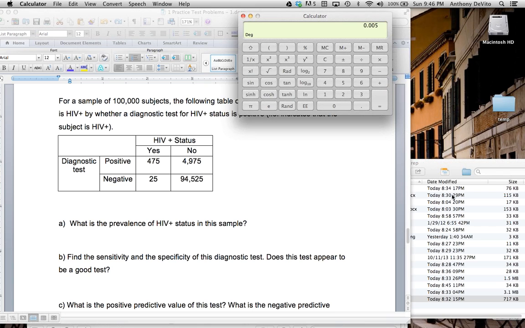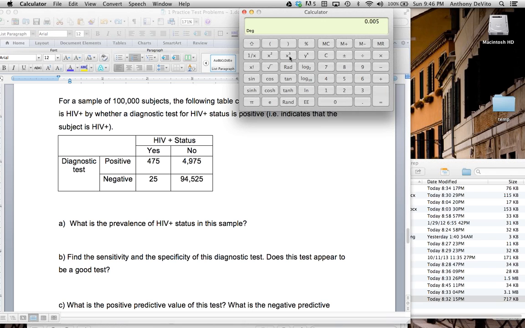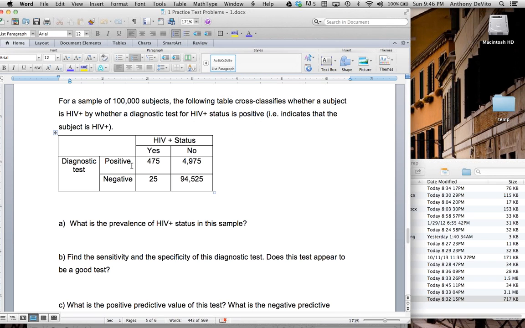I see one answer here. Somebody gave me 0.5%, right? It's 0.5, it's 1/2 of 1%. Thank you, I was starting to doubt myself there. So it's 1/2 of 1%. 500 people are HIV positive, 475 and 25. These tested correctly, these tested incorrectly, but everybody in this column has the disease.